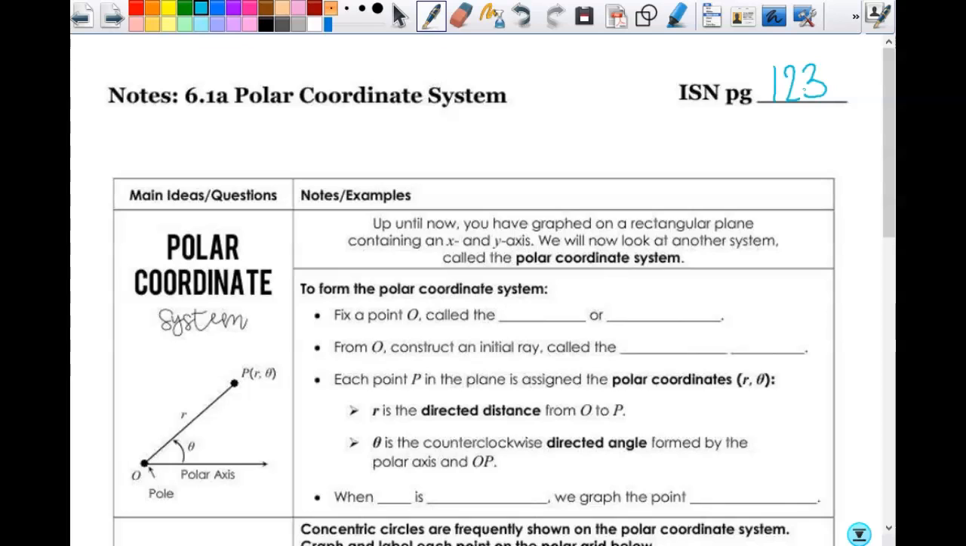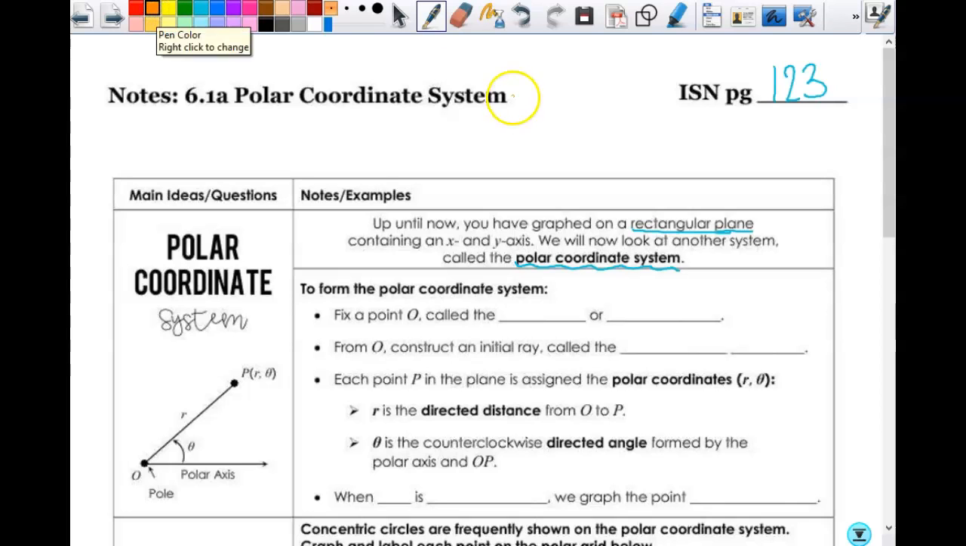So this says, up until now, you have graphed on a rectangular plane containing an x and y axis. So that's your xy axis, your two-dimensional coordinate plane, your Cartesian coordinate plane, the stuff you've been graphing on forever. We will now look at another coordinate system called the polar coordinate system. And it's not that it's the only other one. There are multiple ones. We will look at some other ones at the end. I'll kind of give you a little overview. But let's talk about the differences between these two real quick.